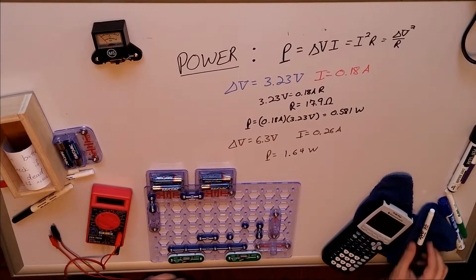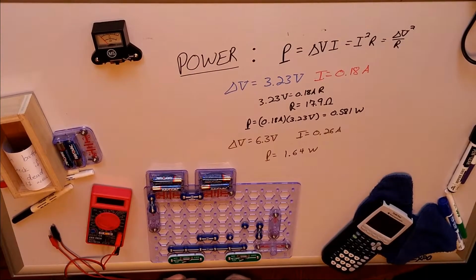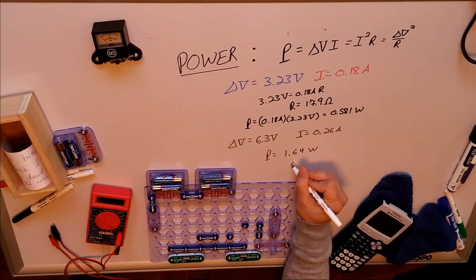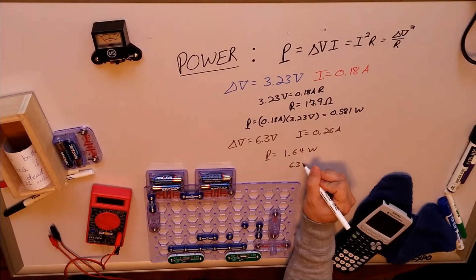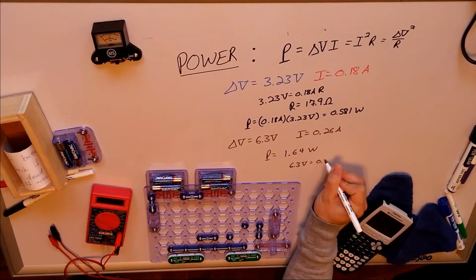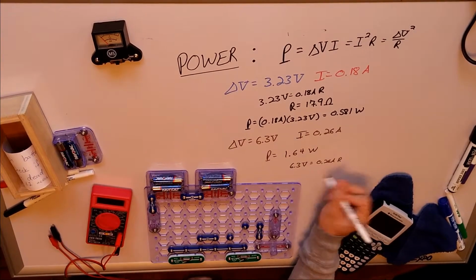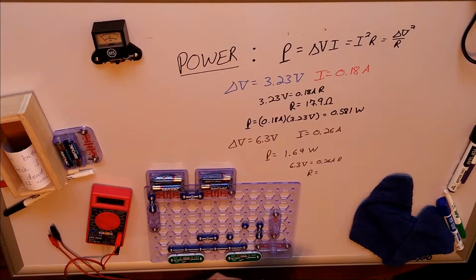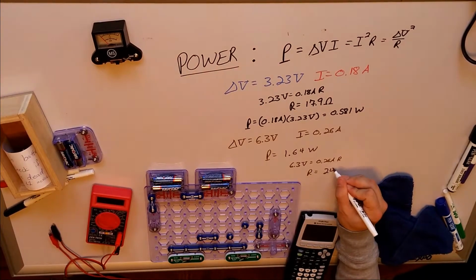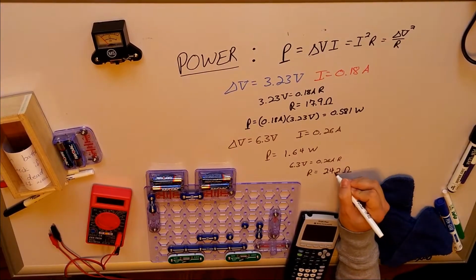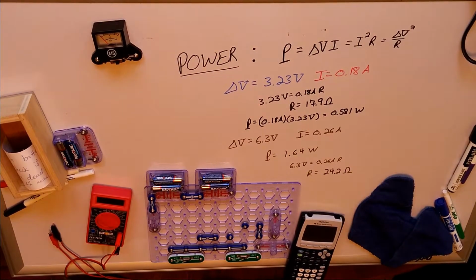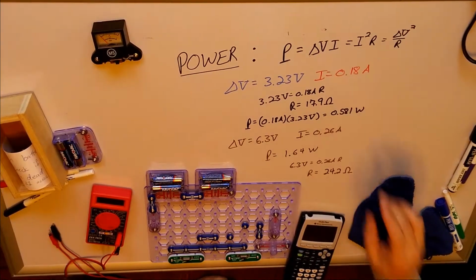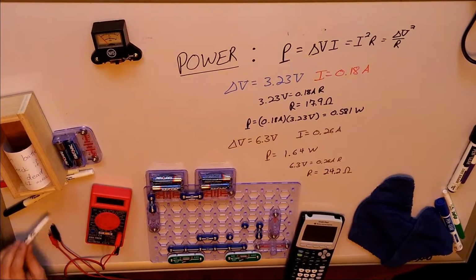Real quick, let's double check our resistance on this. Well, so let's see, V equals IR, so we'd have delta V, 6.3 volts equals 0.26 amp times our resistance. Our resistance this time that we are finding is 6.3 divided by 0.26, 24.2 ohms. That's weird. That's a noticeably different value than the 18 ohms we had before.